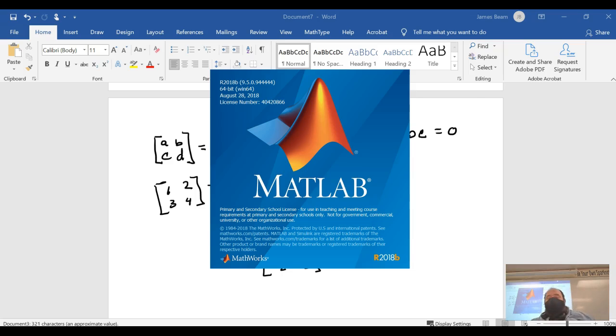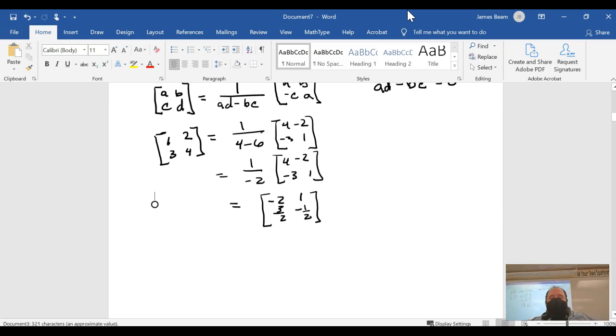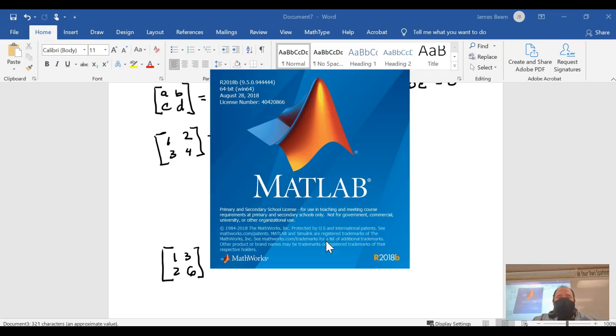Now, let's talk a little bit about what MATLAB does when you have a non-invertible matrix. So let's look at a really easy non-invertible matrix. Let's make it something more fun. 1, 6, 2, 3 should not have an inverse. 1 times 6 is 6, minus 2 times 3 is 6, which is 0, right? So that one should not have an inverse.